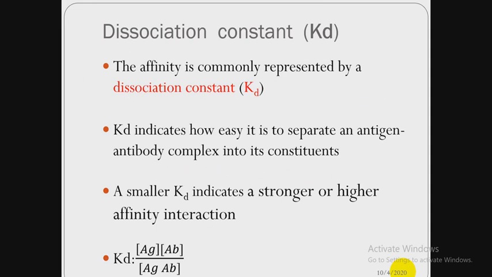and we represent the affinity with a constant which is called dissociation constant, or Kd, and Kd indicates how easy we can separate an antigen antibody complex into its components, and generally a smaller Kd or a smaller dissociation constant indicates a stronger or higher affinity interaction.